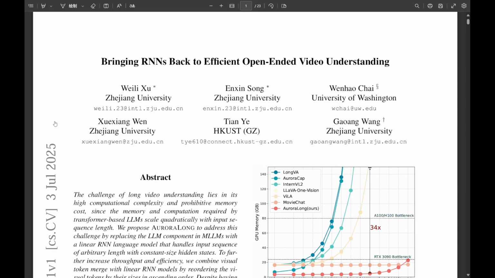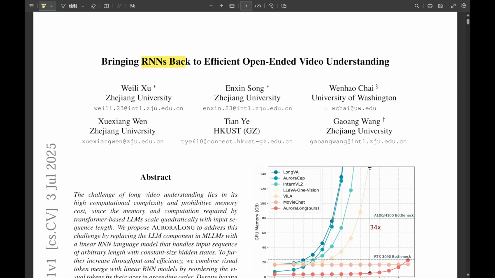Okay, let's unpack this. Have you ever tried feeding a really, really long video to an AI model? And then your computer just gives up, throws its hands in the air. Oh, yeah, that feeling. It's not just your machine being dramatic, though. It's actually a huge challenge for these powerful transformer-based large language models, LLMs.